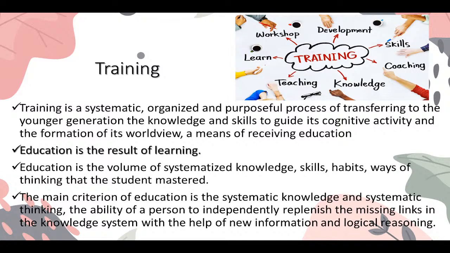Training is a systematic, organized and purposeful process of transferring to the younger generation the knowledge and skills to guide its cognitive activity and the formation of its worldview and means of receiving education. Education is the result of learning. Education is the volume of systematic knowledge, skills, habits, and ways of thinking that the student has mastered. The main criteria of education are systematic knowledge and systematic thinking, the ability of a person to independently replenish the missing link in the knowledge system with the help of new information and logical reasoning.